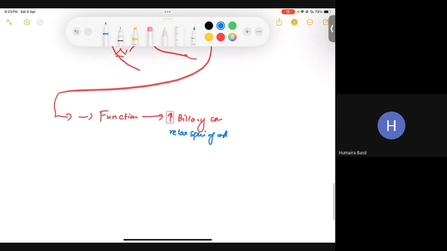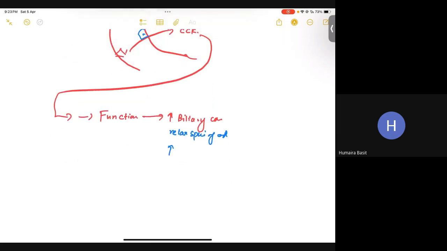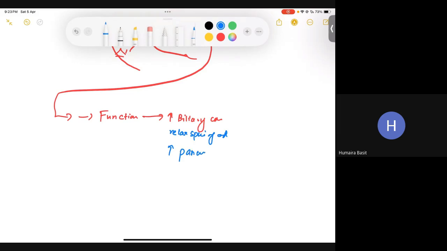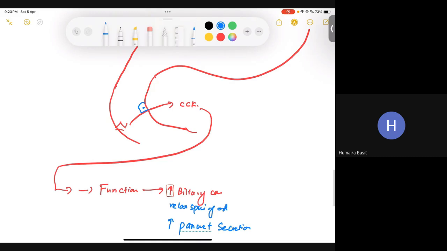What else? It would also increase the release of pancreatic secretions. Whenever the pancreatic secretions are increased, they are very important. We'll be discussing the pancreas in detail, and what enzymes are basically there. So basically, it's going to increase the overall digestion. Can you tell me what's the stimulus for the release of CCK? Increased fatty acids and increased amino acids.